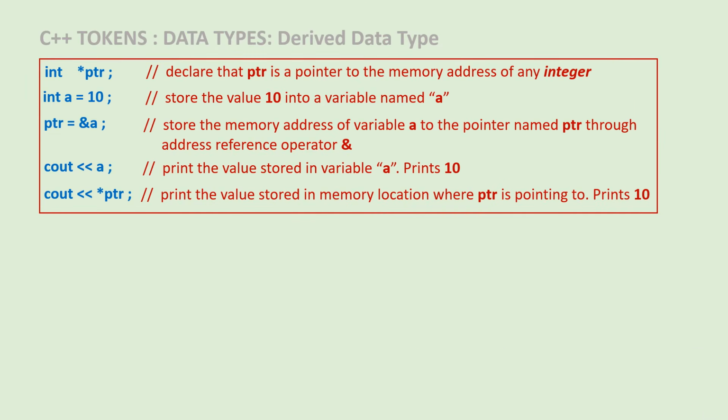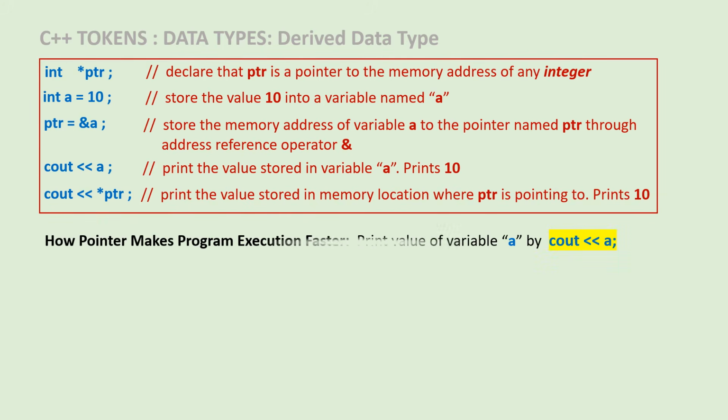Now let's see from the example how a pointer makes program execution faster. In the example, we have two print statements to display the value of variable a. The first is cout a, where the value is displayed by referring to variable named a. The second is cout *ptr. Here the value is displayed by pointing directly to the memory address of variable a. So how does the pointer make program execution faster?